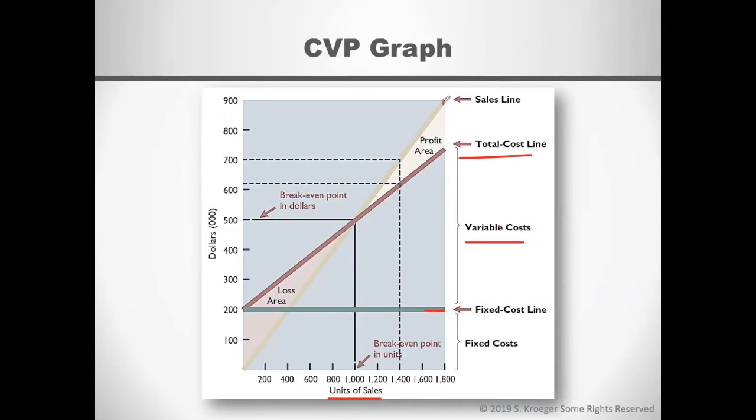This yellowish line right here, this is the sales line. The more units we sell, the more money we make. Where our sales and total cost meet, this is our break-even point. You can go across and look at what the break-even point would be in dollars and what the break-even point would be in sales. Anything above that is our profit area, and we can also calculate our target net income from here. Anything below the break-even point would be a loss.